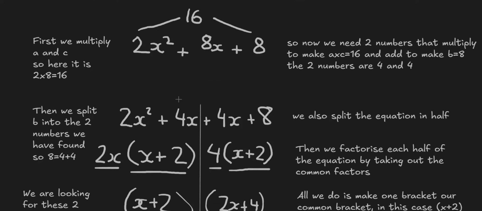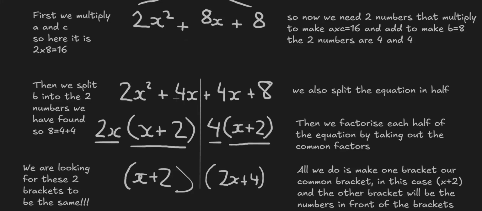Then we split b into the two numbers we have found, 4 plus 4. So I change the equation from 2x squared plus 8x plus 8 to 2x squared plus 4x plus 4x plus 8. So we split this equation in half. Once I split it in half, we factorize each half of the equation by taking out the common factors. It's very, very simple, right? For 2x squared plus 4x, I take out the common factor, so I get 2x and then x plus 2 on the inside. For 4x plus 8, I factorize this, take 4 out, and we get x plus 2.